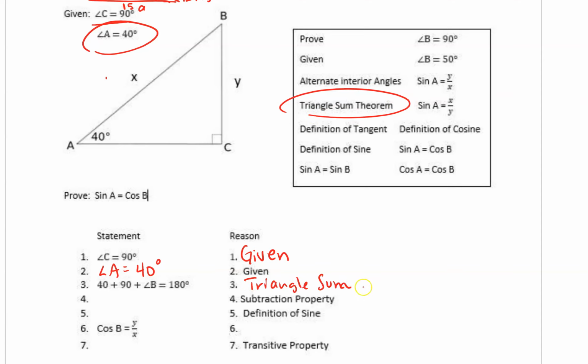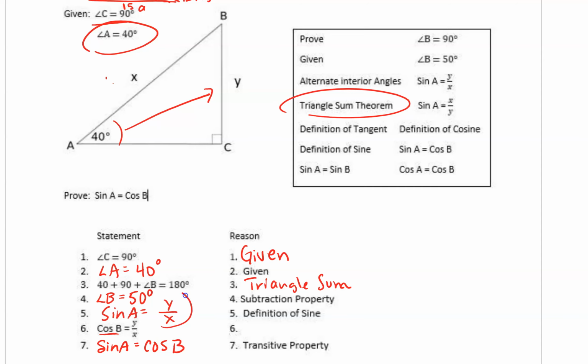Triangle sum theorem. And then we're doing subtraction. So what would make sense that we're trying to find out angle B? So we're going to subtract 90 and 40 from 180 and find out that angle B is 50 degrees. Okay, and then if we look at our end goal, it is to show that sine of A is equal to cosine of B. Well, we've got this figuring cosine of B, so it looks like I need to figure out what the sine of A is. So the sine of A is opposite over hypotenuse. All right, that's the definition of sine.